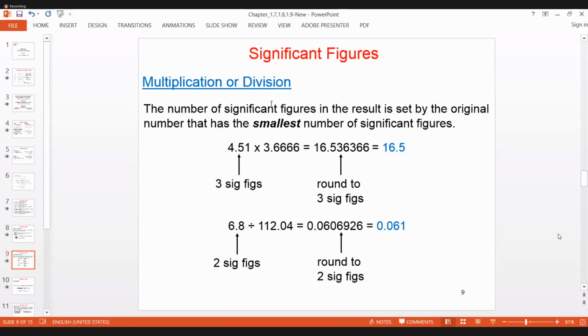Now this is multiplication and division. Both rules are the same for multiplication and division. You have to look at the lowest significant figures, not the decimal place. In these two cases, you have significant figures here 1, 2, 3, 4, 5. But here you have 4.51, so 1, 2 and 3. So your answer should contain only 3 significant figures, not 5. When you finish, you get the answer.